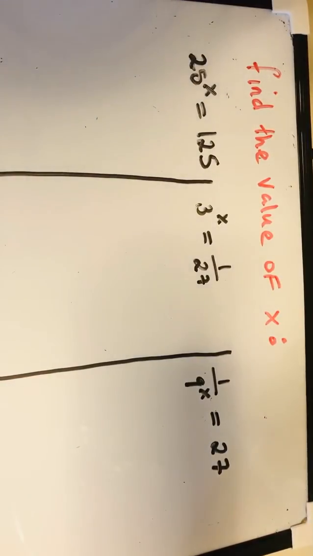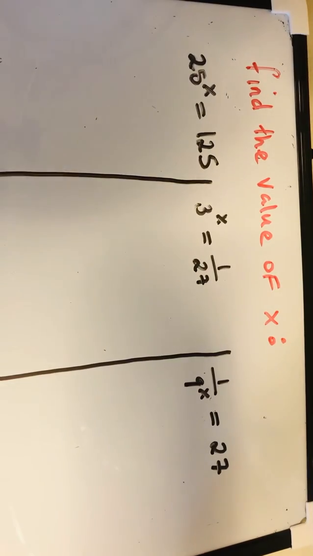In front of you we have three exponential equations and we're asked to try and find a value for x. It's very important with all these exponentials that you find a base number which is a prime number that will suit both sides of your equation.